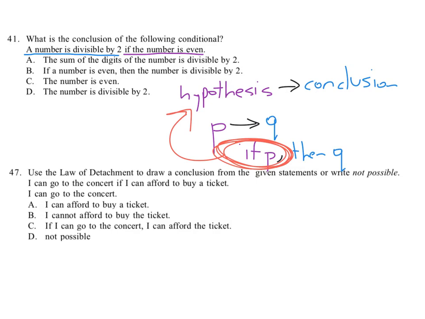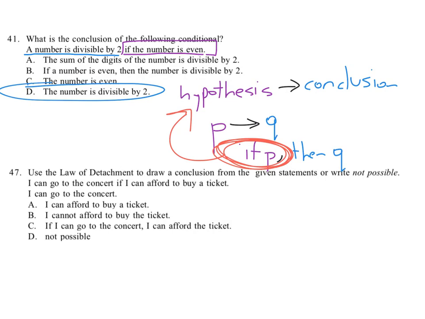And it's a little bit tricky because, as I said, it's out of order. So the hypothesis is the if, and the conclusion would be a number is divisible by 2. We can conclude that it's divisible by 2 if we know that it's even. So the conclusion in blue, the number is divisible by 2, is the thing we can conclude if we know this. Okay? We're going to use that same thing for 47.